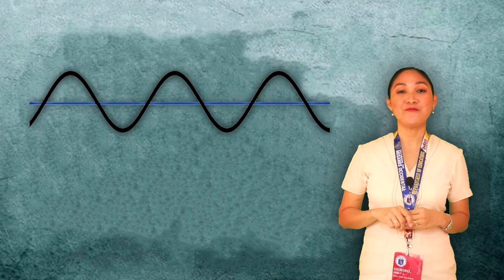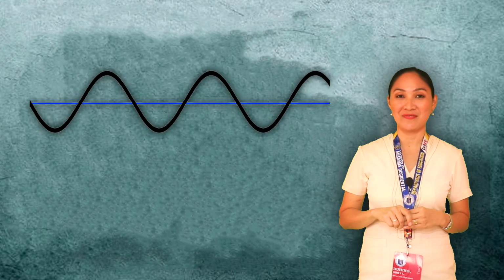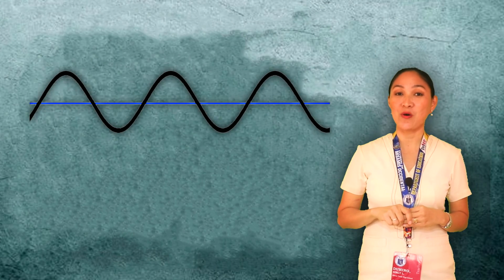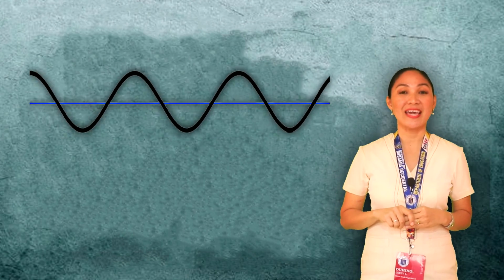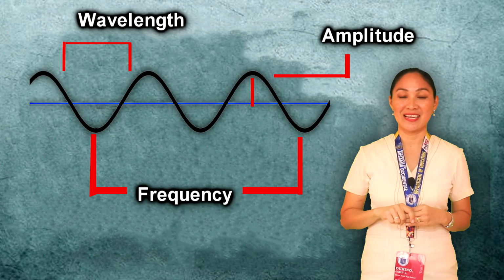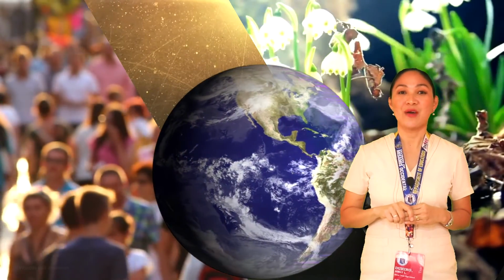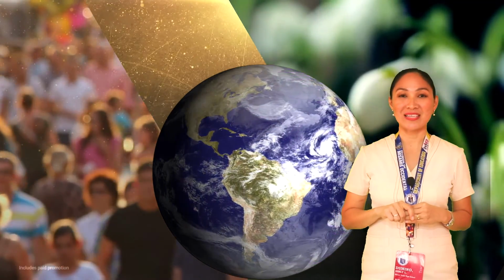To sum it up, light is one form of energy that travels in electromagnetic waves. It behaves like a wave. That is why it has a wavelength, frequency, and amplitude. Hence, light makes people and other living things survive on earth. Without it, it is impossible to live.